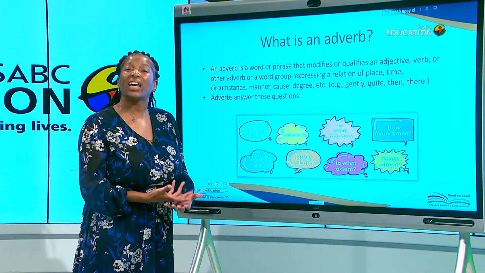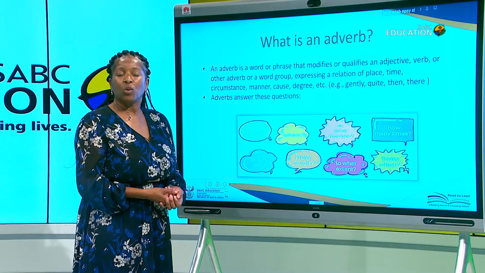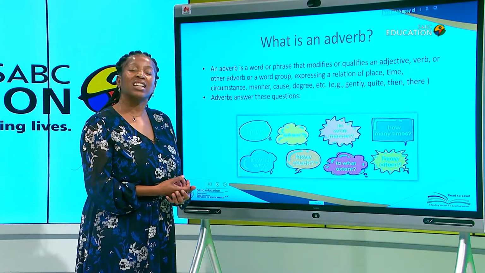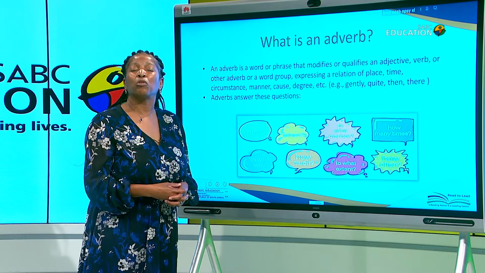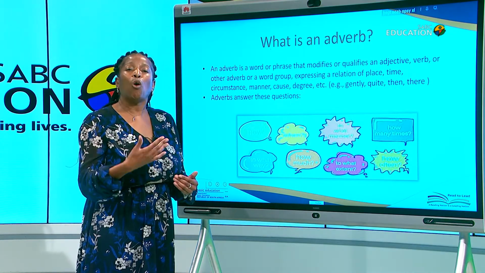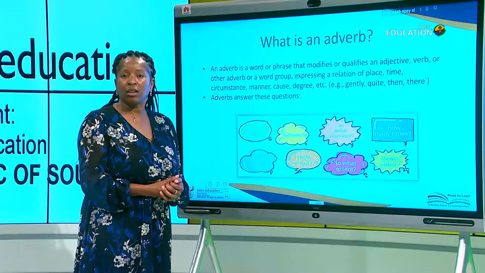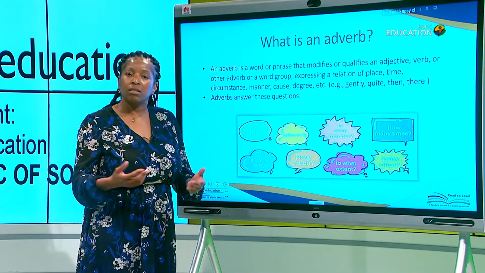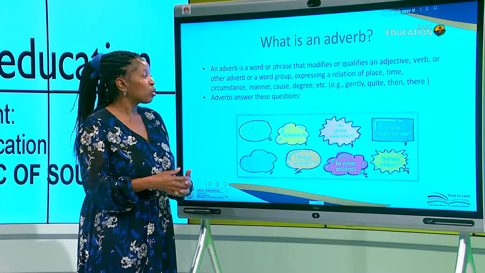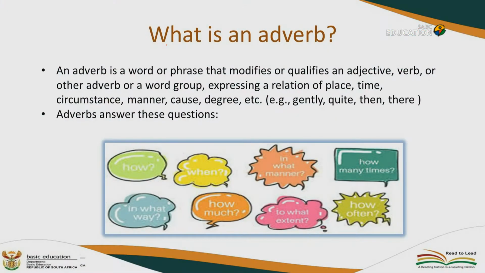This tells us where something happened. We have an adverb of time. This tells us when something happened. We also have an adverb of frequency, how often it takes place. An adverb of degree, it tells us to what extent it took place. We also have an adverb of frequency.